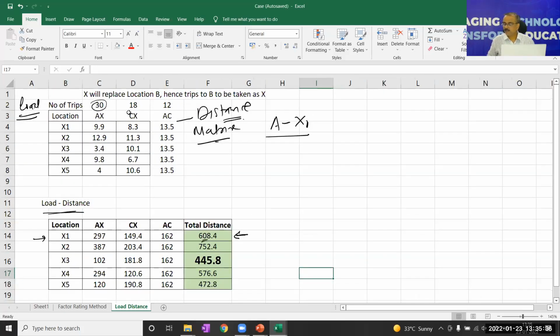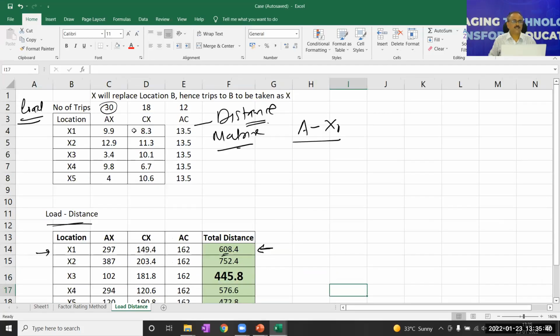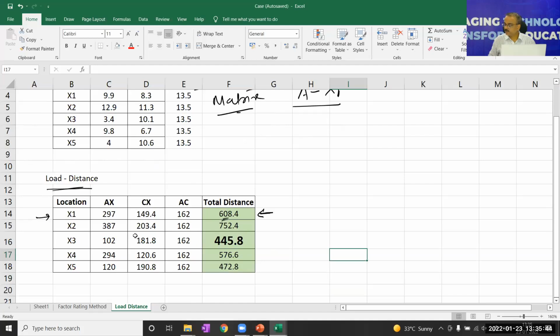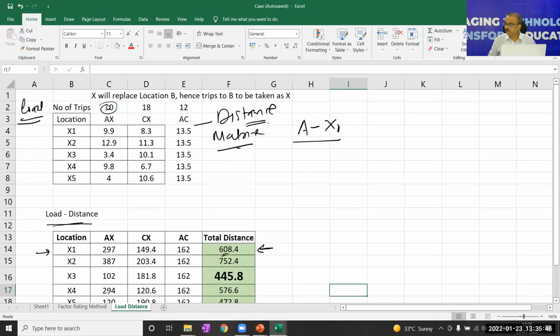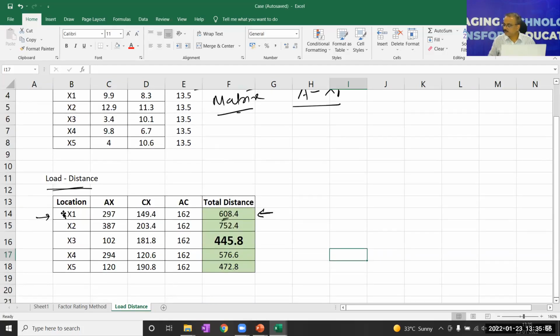I hope this first table is clear to all. The distance matrix. Okay. And this is now the load distance matrix. So this is the load, and you have to multiply it by the distance. So this will create the load distance. So what is the total load distance for location X1? It is 608.4. So you have to sum it up.